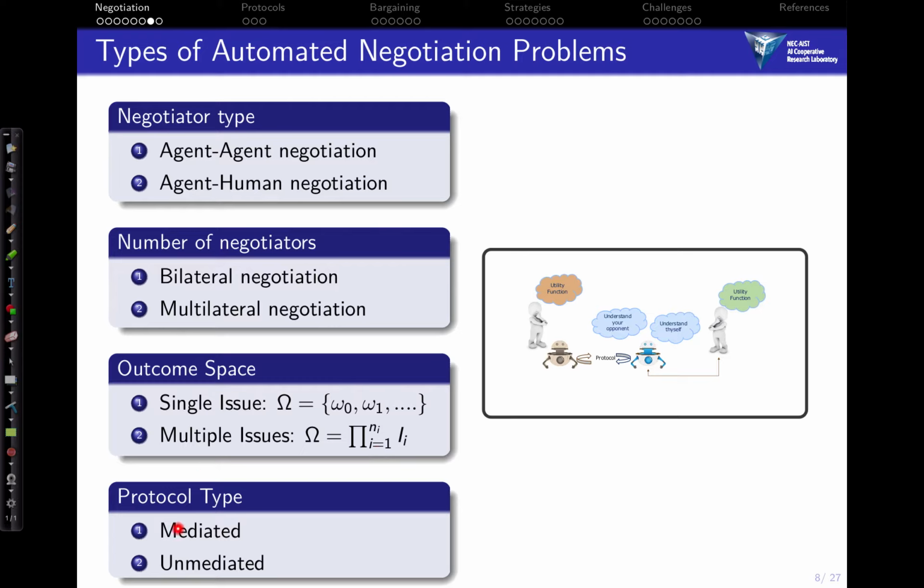And then the protocol type. There are several protocol types here, as we said, but in general, we can classify them into either mediated protocols or unmediated protocols. In unmediated protocols, the two agents exchange some messages directly. There is no third party. There is no trusted third party. In mediated cases, we have a trusted third party.